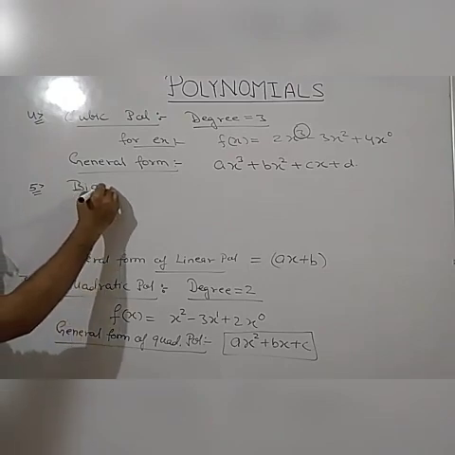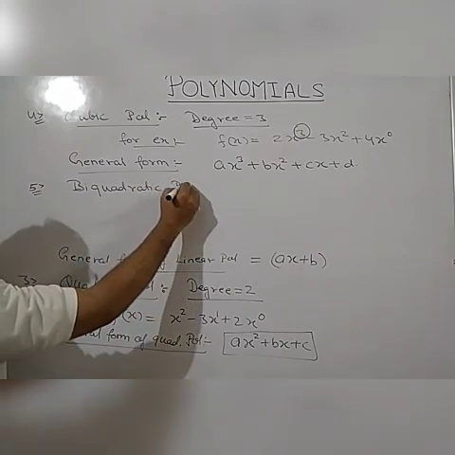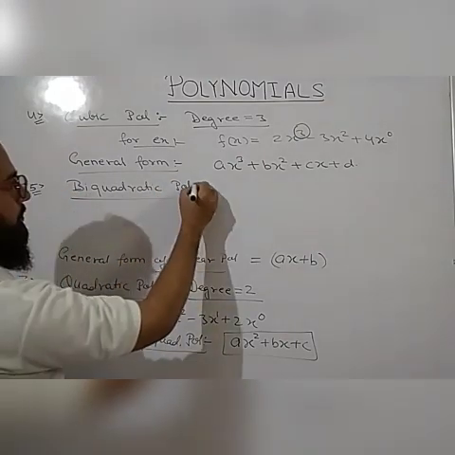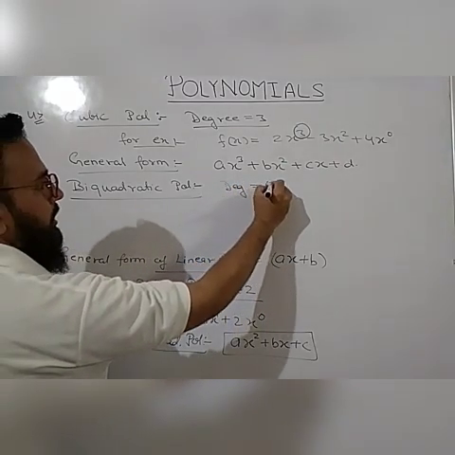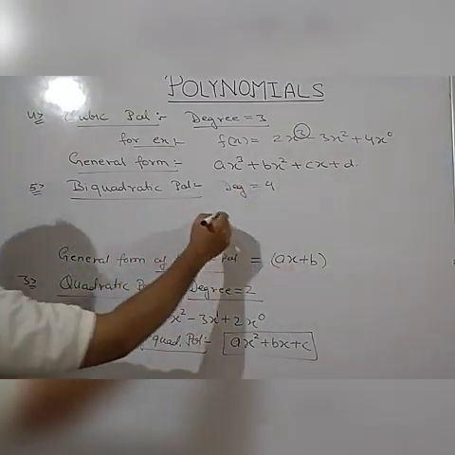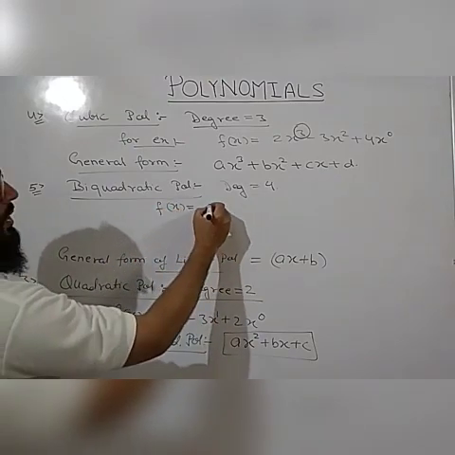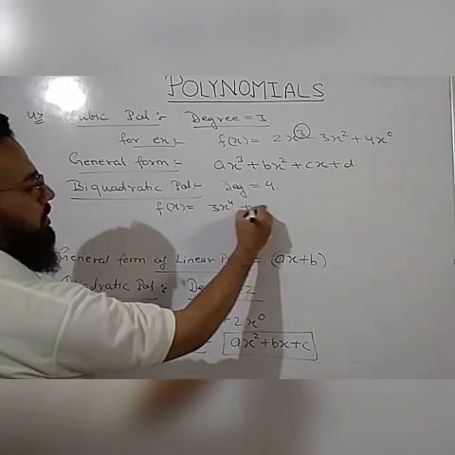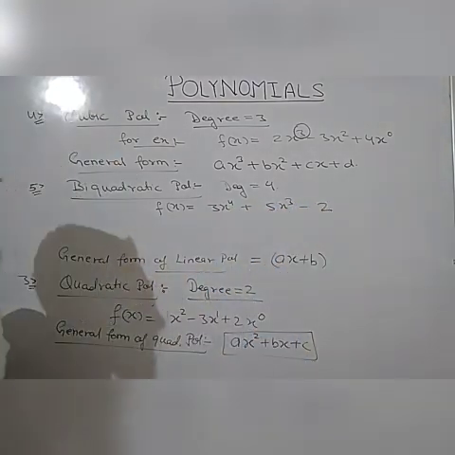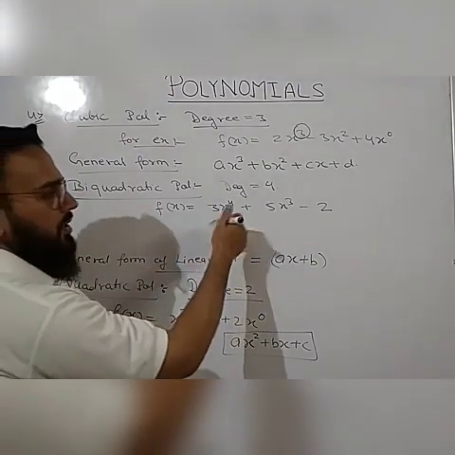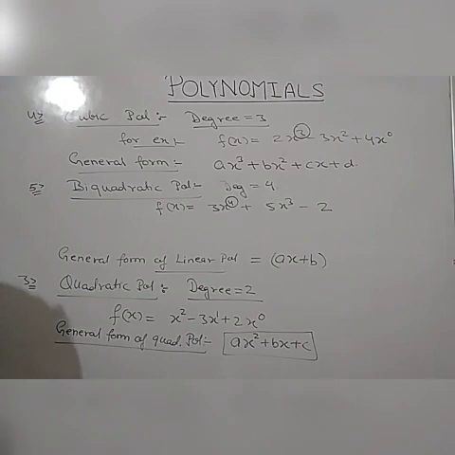Biquadratic polynomial. What is biquadratic? When degree is equal to 4. This expression is known as biquadratic polynomial. For example, f(x) is equal to 3x to the power 4 plus 5x cube minus 2. So in this algebraic expression, the highest power is 4. So it will be known as biquadratic polynomial.